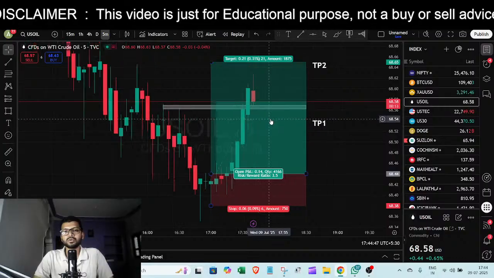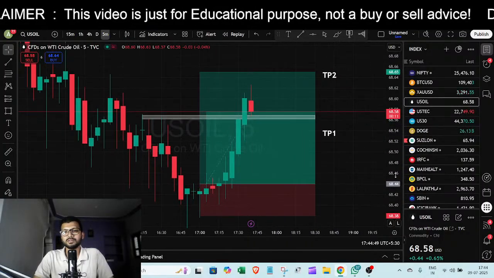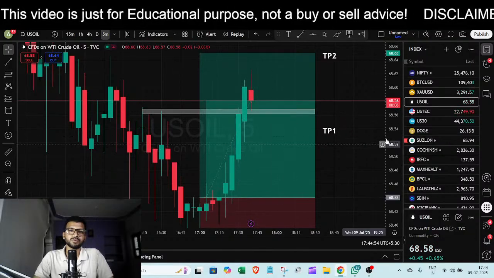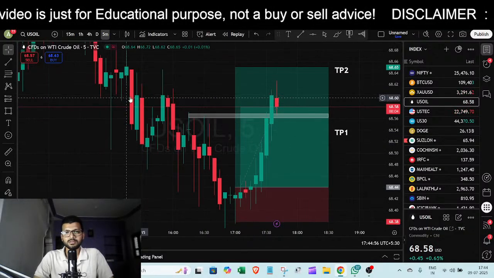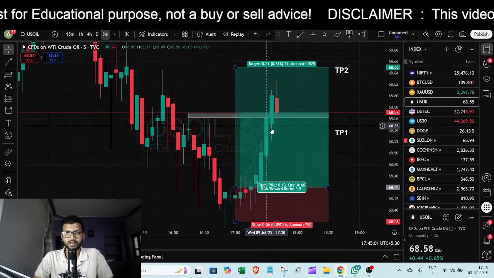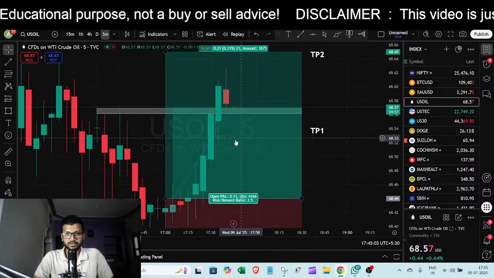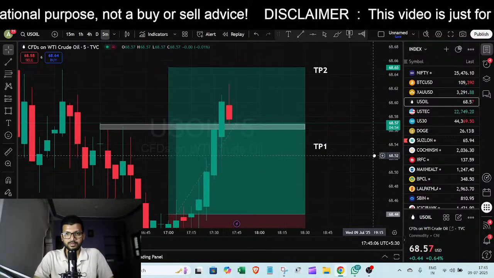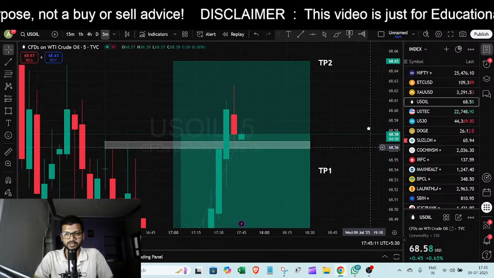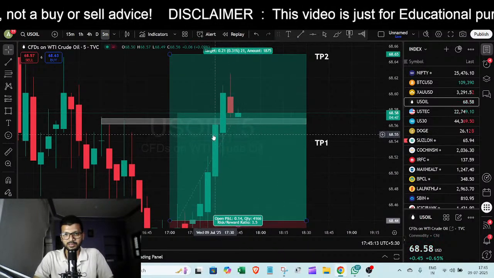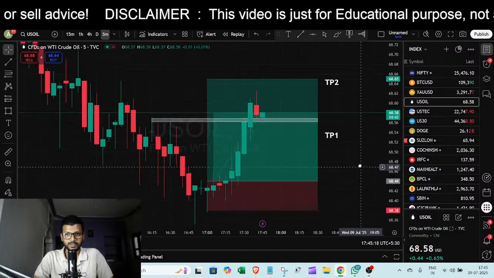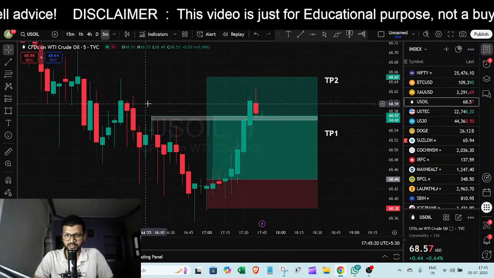If this candle closes here, then there is a possibility we can see the reversal from here, because there is some resistance over here which is bothering the US oil to move upside. In this next candle only our TP must hit, else we'll exit at TP1. In this 5-minute candle only our TP must hit.